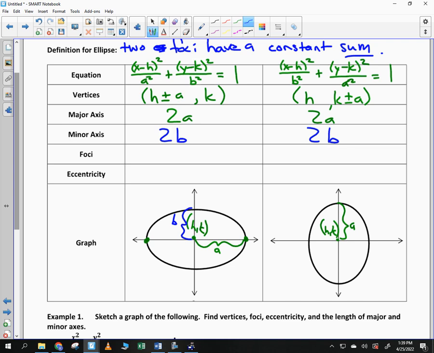Then we have two more pieces. We have foci and we have eccentricity. The foci are the coordinates that sit on the inside that give it its shape. We don't have to find the foci in order to graph it, but they are important points. And the foci sit c units from the center. There's two of them for each ellipse.